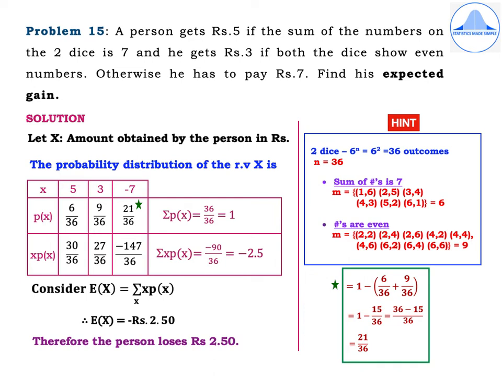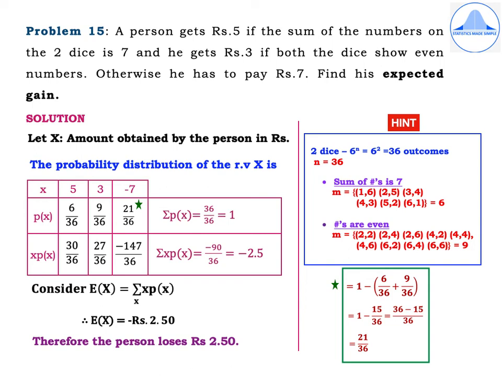Now let us start with the solution. First define capital X as the amount obtained by the person in rupees. Then write the probability distribution of the random variable X. In the first row you will have X. Now from the problem, identify the different amounts which are mentioned. So it is 5, that is when the numbers add up to 7 on the dice, and then the next amount is 3, that is when the dice show even numbers, and the next part is otherwise he has to pay rupees 7, that means he will lose 7 rupees, so it will be minus 7. So I repeat, the x values are 5, 3 and minus 7.